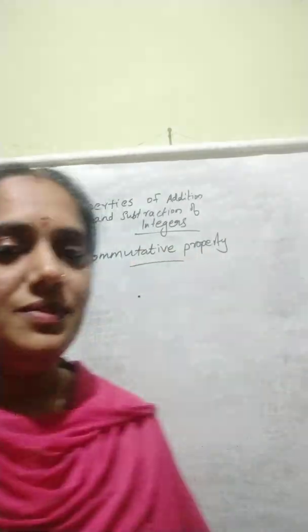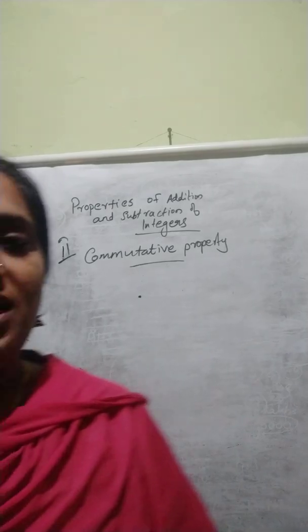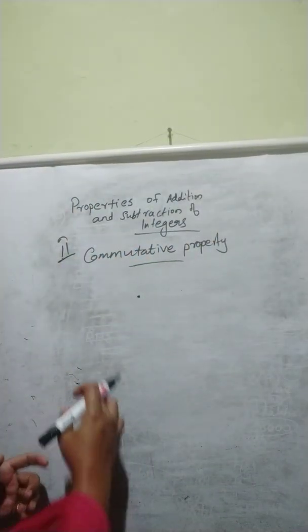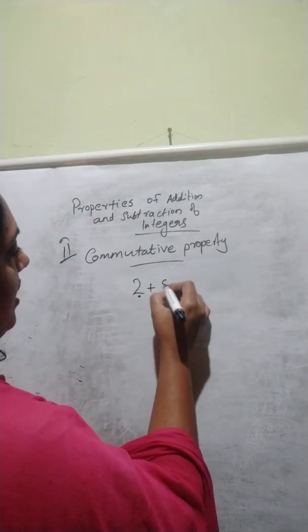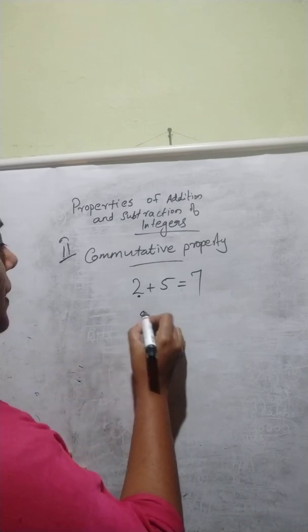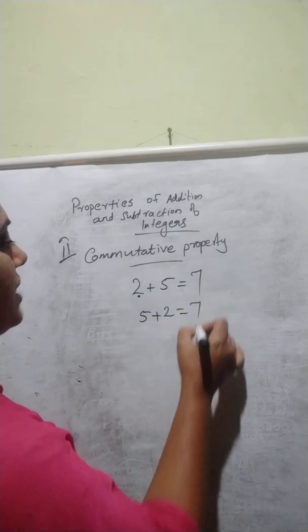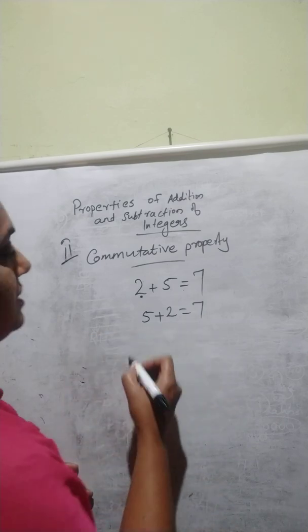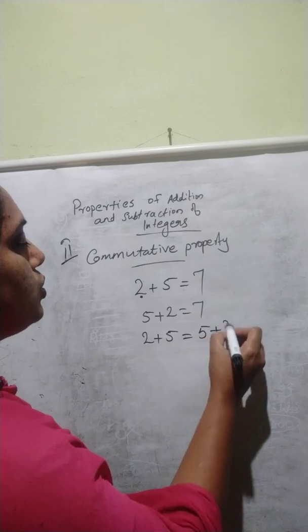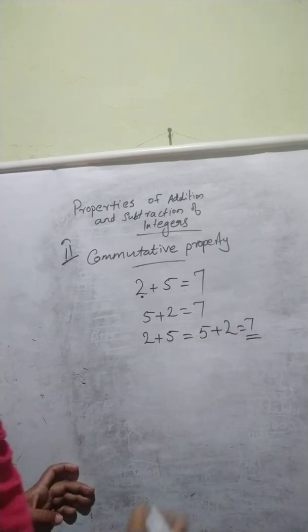Now we can study the commutative property. This property we have studied in the case of whole numbers last year. Now, 2 plus 5 is equal to 7. Then 5 plus 2 is also equal to 7. That means 2 plus 5 is equal to 5 plus 2, which is equal to 7.